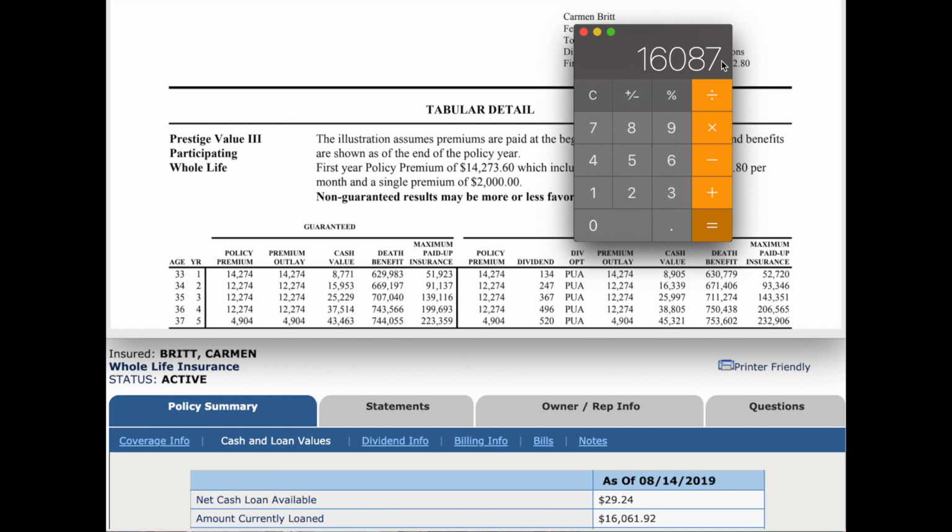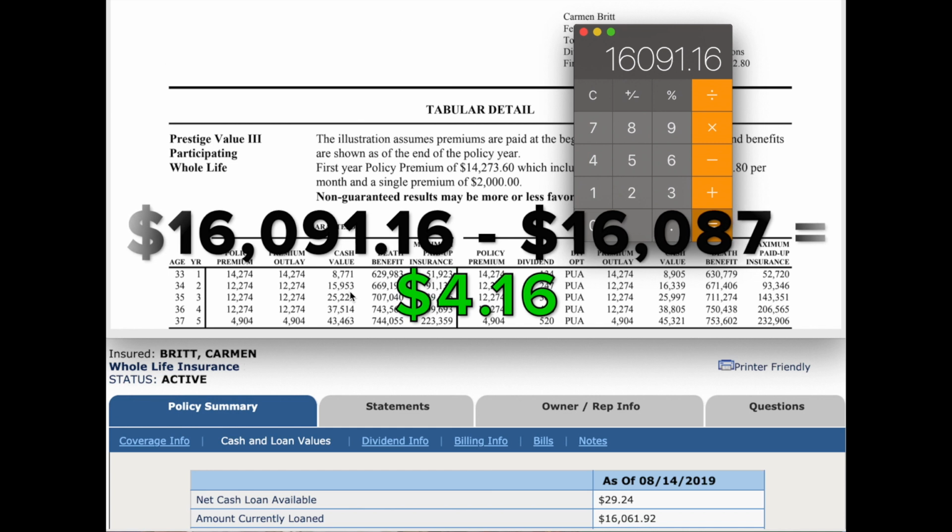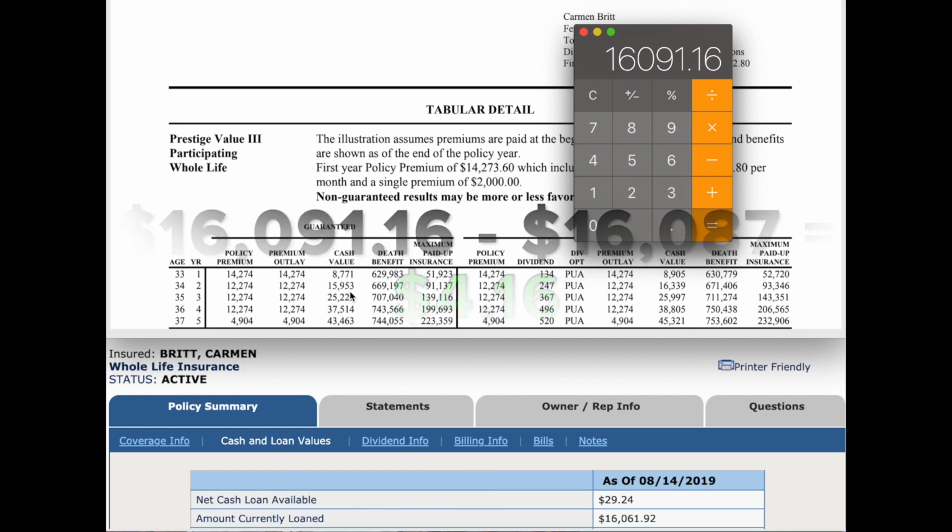Now let's do a little bit of math to see what the difference is, because what I'm going to do is add my loan availability plus what is loaned out. So I have $29.24 plus $16,061.92. And that leaves me with $16,091.16. So we're about $4 off, but it's $4 in my favor.